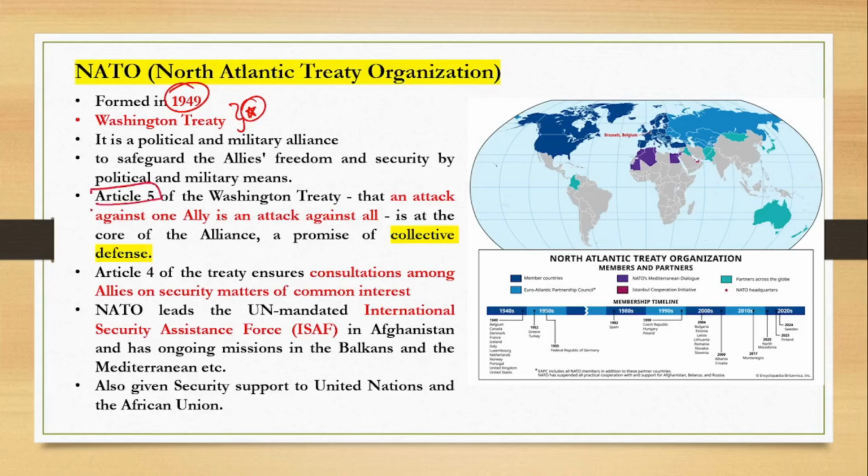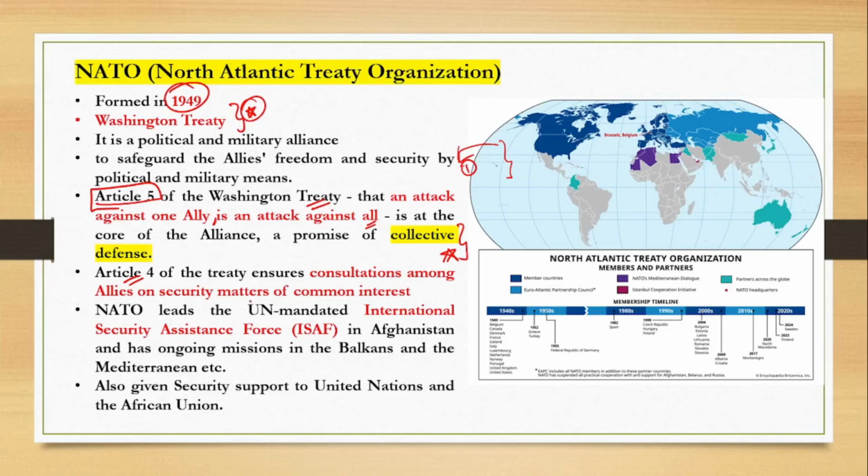Article 5 of the Washington Treaty says that an attack against one ally country will be considered as an attack against all the countries. So basically, if one NATO country is attacked, all other countries should go for its support and attack the perpetrator, because an attack against one of them in the group will be considered as an attack against all of them. This is the concept of collective defense. And Article 4 of the same treaty says that the countries should come into consultations on security matters of common interest.